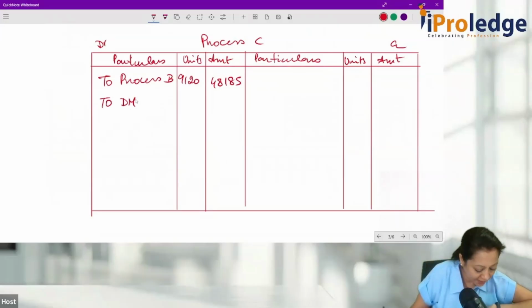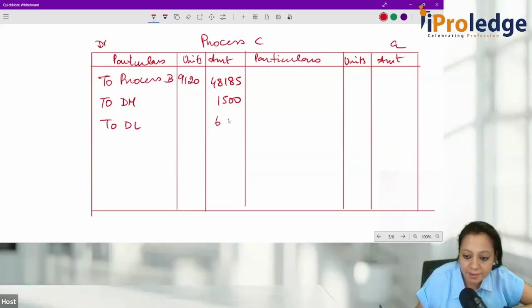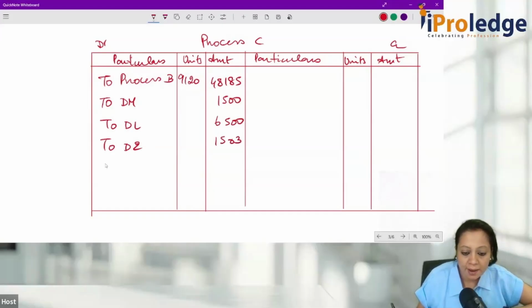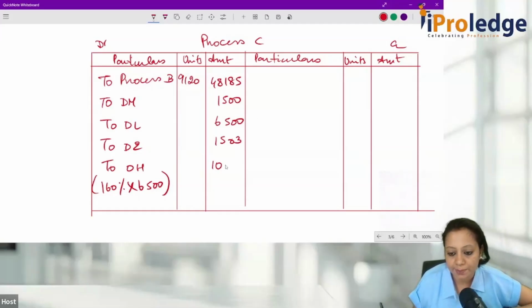Then to direct material. So direct material is 1,500 and direct labor is 6,500 and direct expenses all given in the question is 1,503 and overheads is going to be 160 percentage of direct labor, that is 6,500. 10,400.